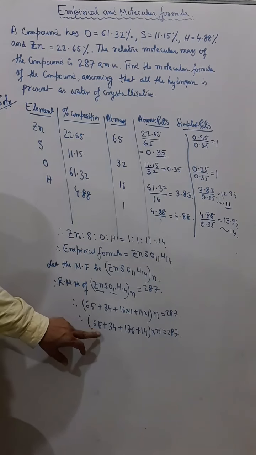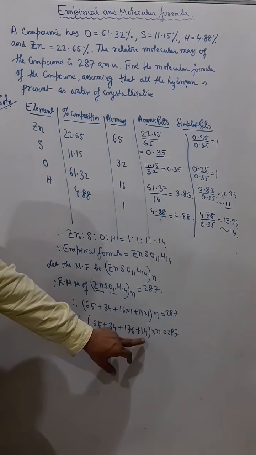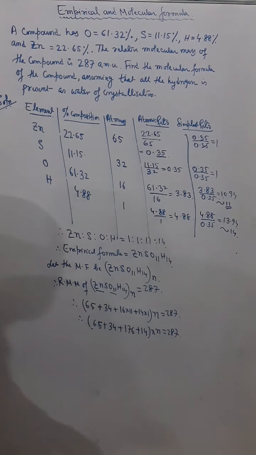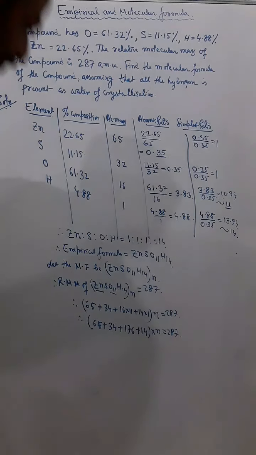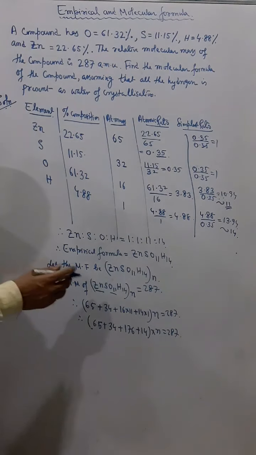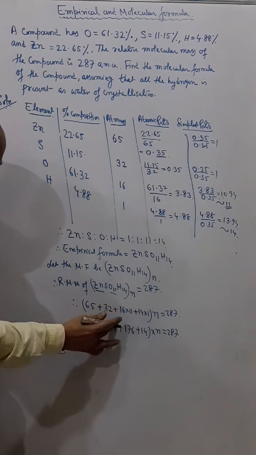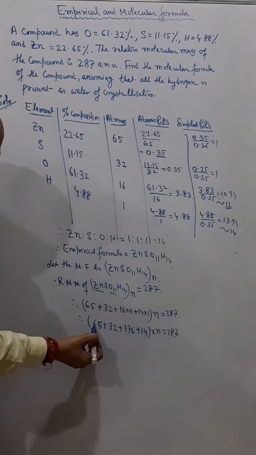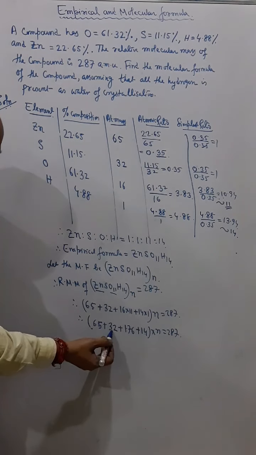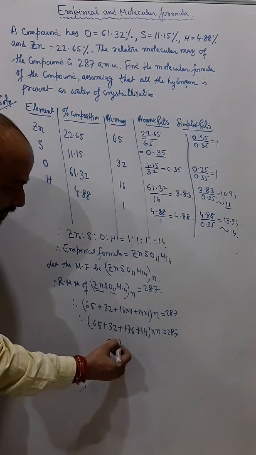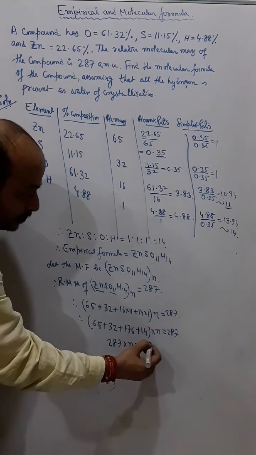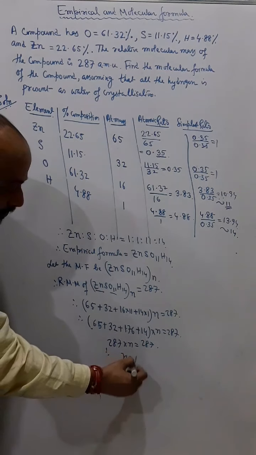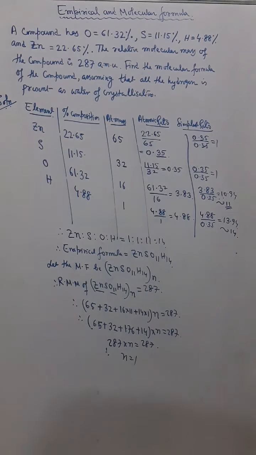In fact, sulfur is 32, sorry. Now if you calculate here, 65 plus 32 plus 176 plus 14, we will get 287. Here we are getting 287 into n is equal to 287. And finally, you can understand we are getting the value of n as 1.